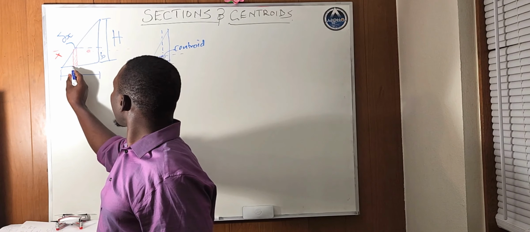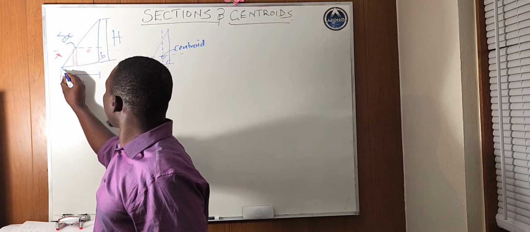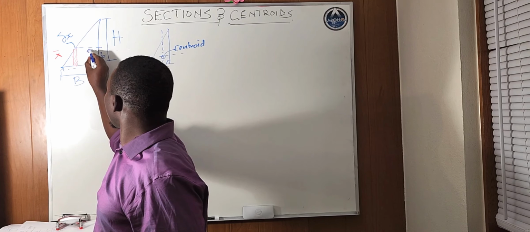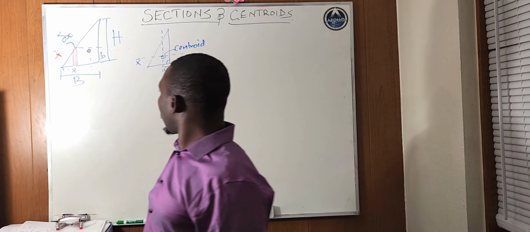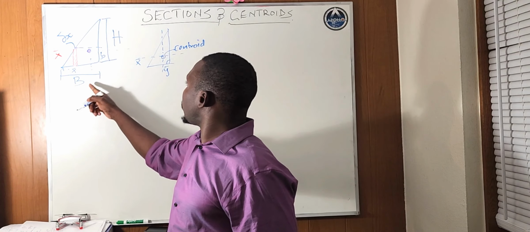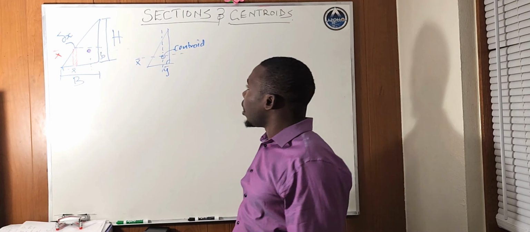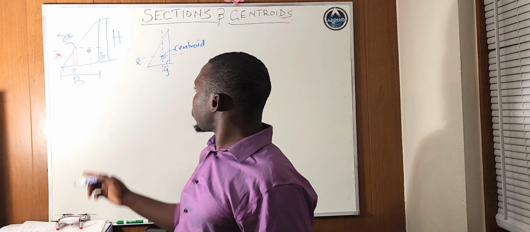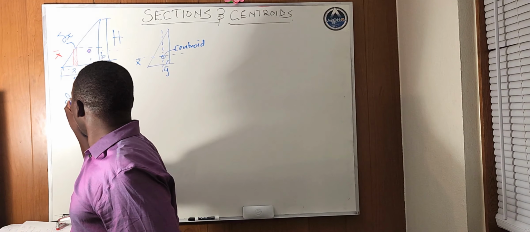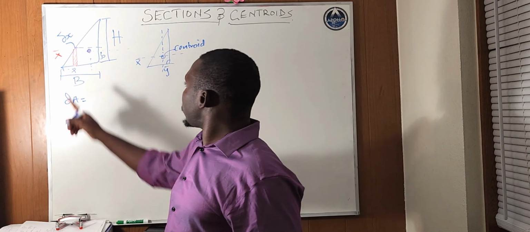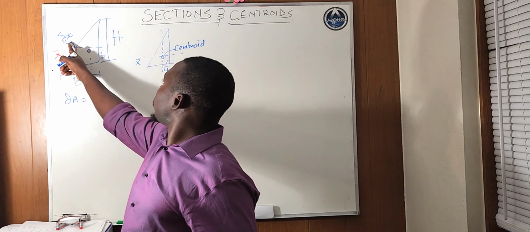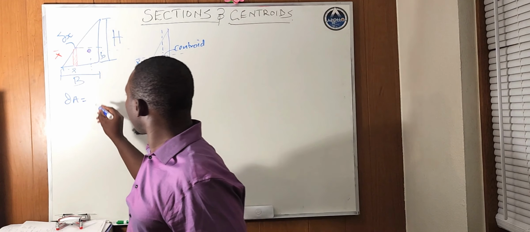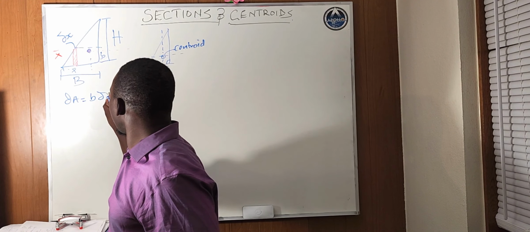Then the distance we want this strip to move to the center, whereby we are going to get the centroid, we can call it x. So the remaining distance from here to here will be b minus x. Now, to find the area of this strip using moments of area, we know delta area of this strip will be dx times the length, which is b. So it will be b dx.